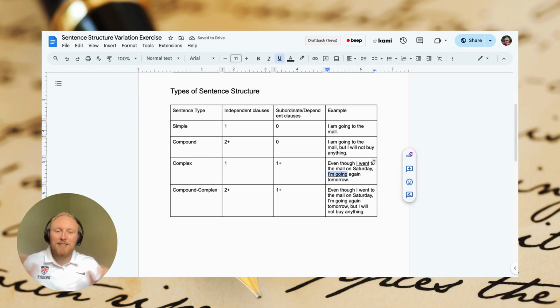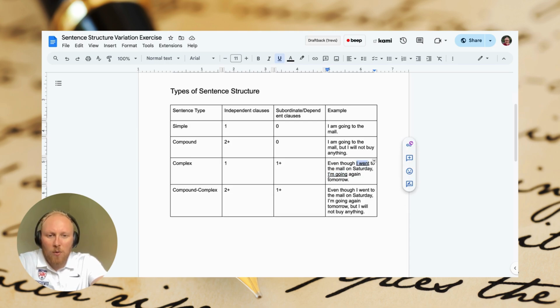Because the longer the sentence gets, it can be a little bit difficult to identify how many clauses are there and whether they're subordinate or they're independent. So a helpful trick is to identify the subject verb combinations. So I went, I am going. There are my subject verb combinations. That tells me, okay, there are two clauses in here because there are two subject verb combinations. Now I need to determine what kind of clauses they are.